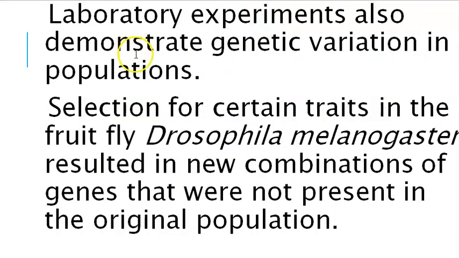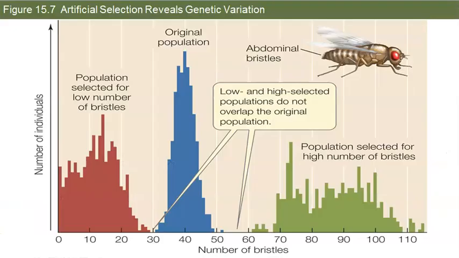Laboratory experiments also demonstrate genetic variation in populations. Selection for certain traits in the fruit fly, Drosophila melanogaster, resulted in new combinations of genes that were not present in the original population. So let's look at this data together. This is just from another textbook I have. Here's the original population, number of abdominal bristles, okay?